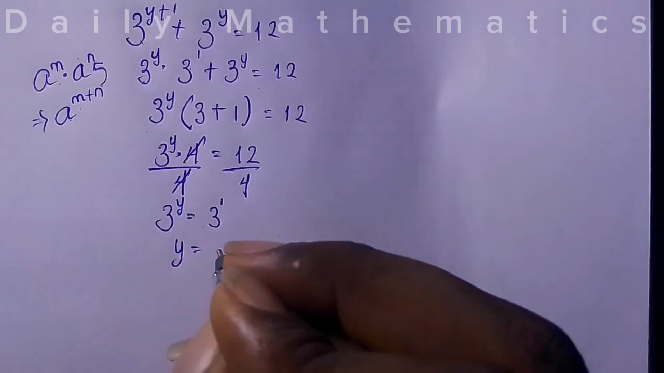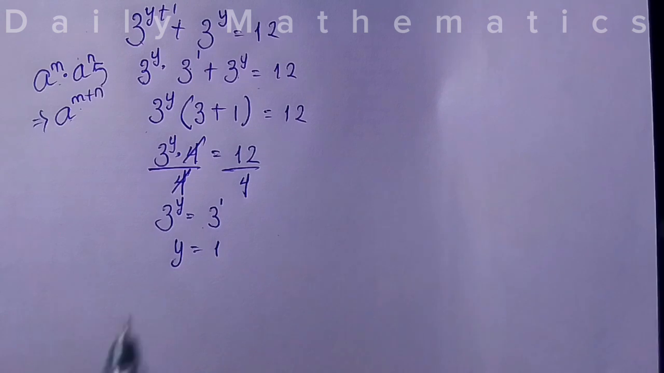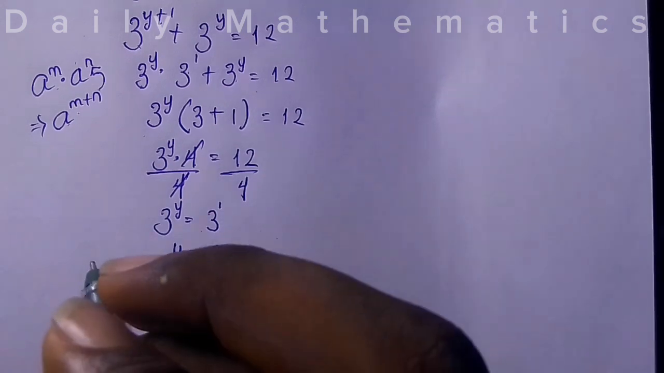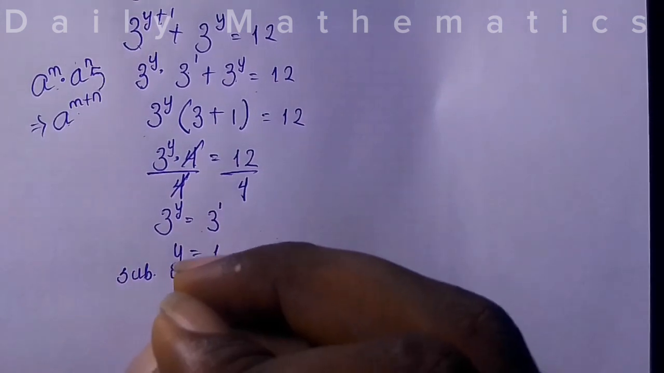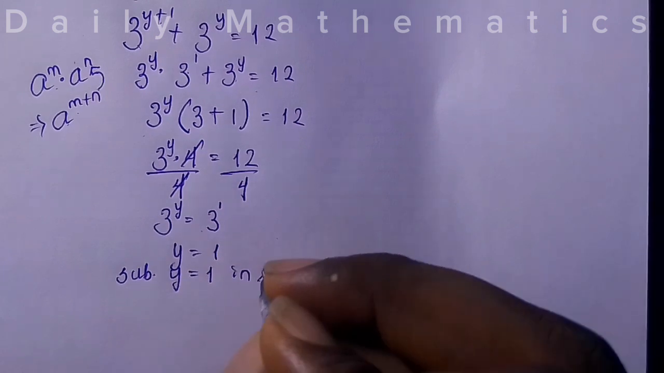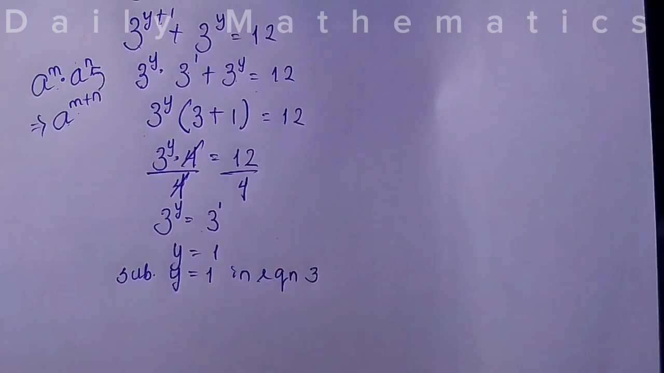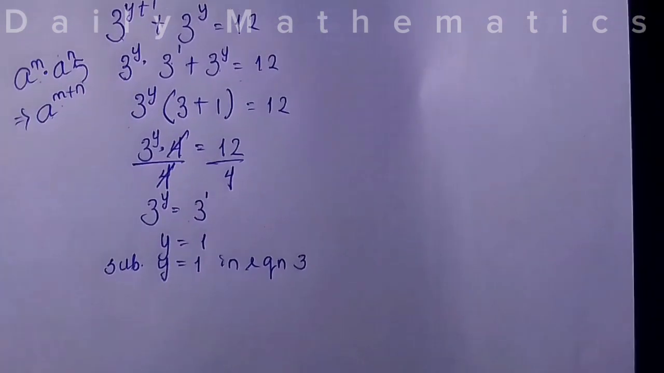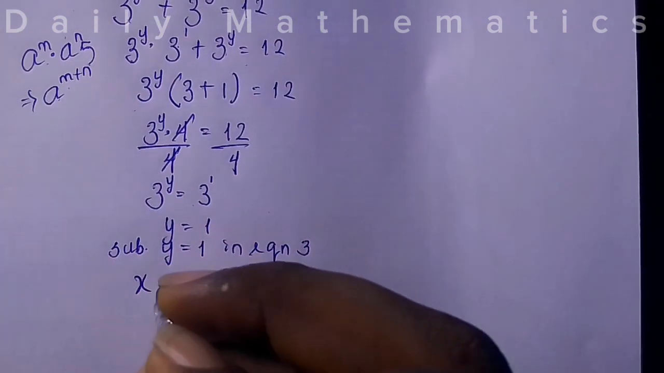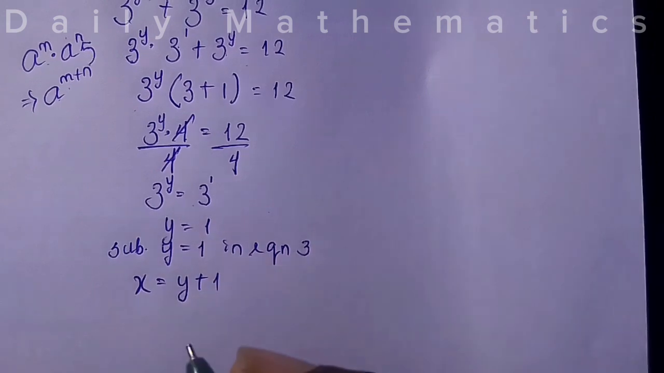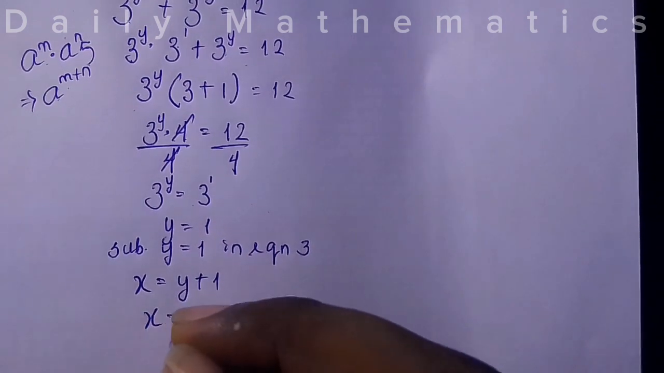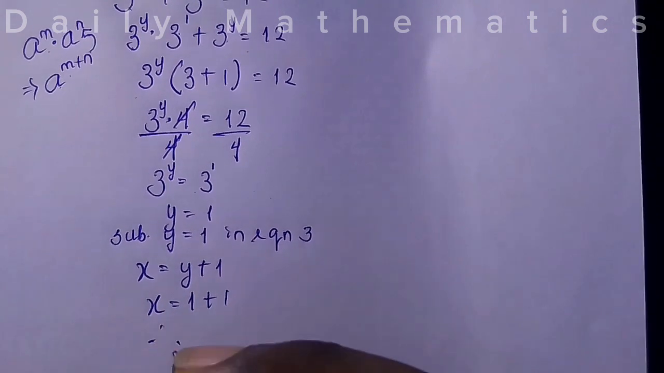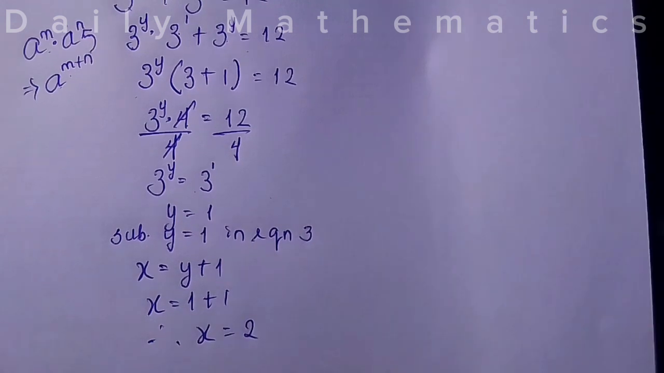Y equals 1. Right, so since y equals 1, we can find the value of x from equation 3. So we'll substitute y equals 1 in equation 3. And where is equation 3? This is equation 3: x equals y plus 1. So we'll bring it here. X equals y plus 1, and so substituting y, x equals 1 plus 1. Therefore, x equals 2, right?